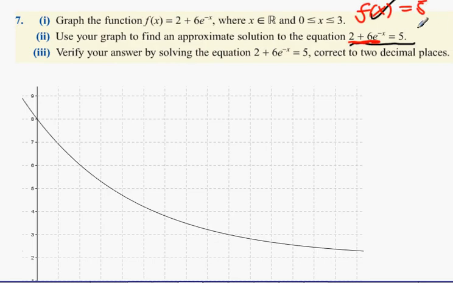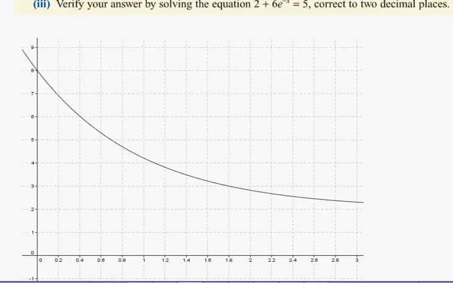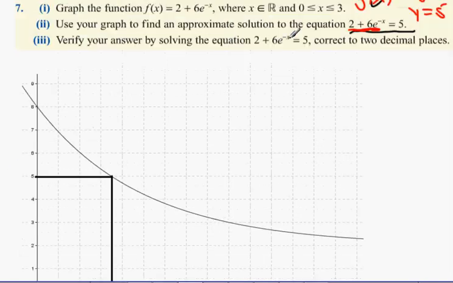F of x equals 5. That's the same question as asking y equals 5. Go up to y equals 5, draw the cross, hits the line, goes down. What do you think our answer is going to be? I say roughly 0.7, isn't it? 0.7.